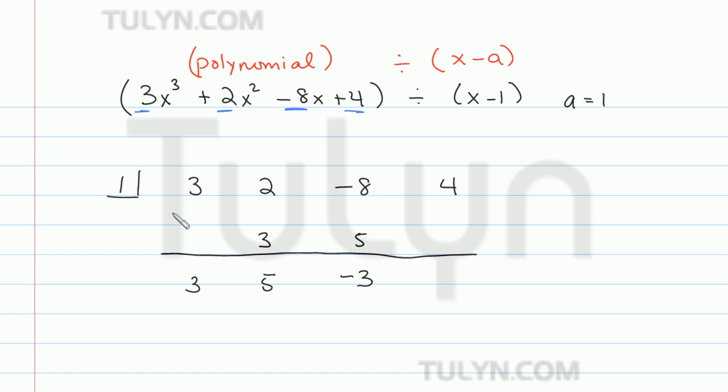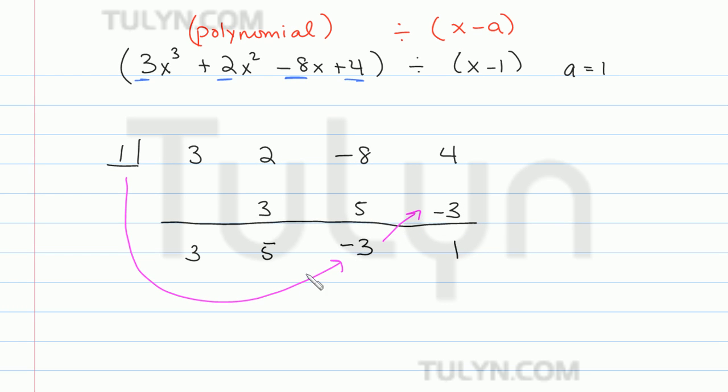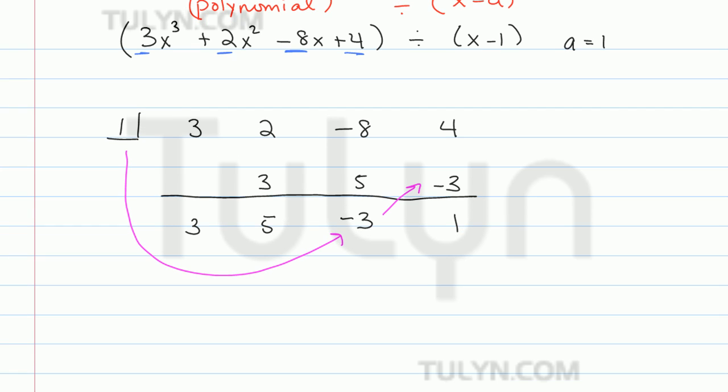And then finally, we do it one more time, right? So we take positive 1, and we multiply it by negative 3, and then put the result in the next slot under the 4. So 1 times negative 3 is going to be just negative 3, and when we add 4 and negative 3, we're going to get positive 1. So now we have the coefficients for our result, our quotient.